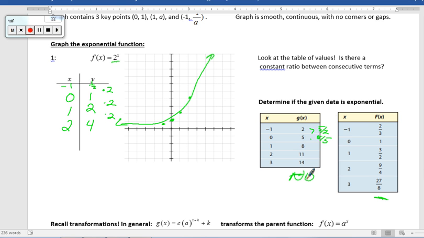In order to multiply something from 2/3 to get 1, you would multiply by 3 over 2. Same thing here, multiplying by 3 over 2, and this pattern repeats. Since I'm multiplying by the same value each time, this is exponential, and the answer here would be yes. Okay, so let's just do a little bit more graphing here.